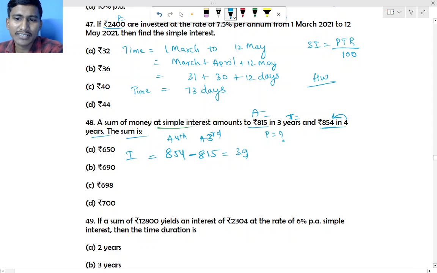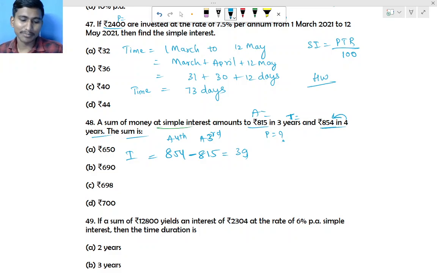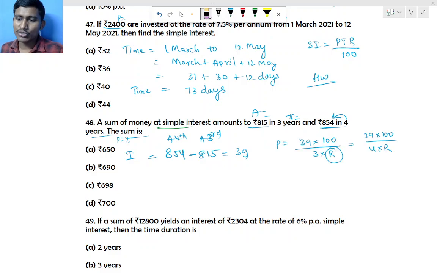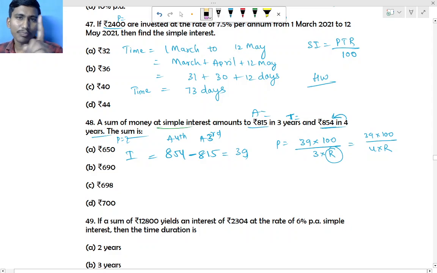Sir, can you explain this question, the second question maybe? Okay, I'll explain. Listen here. First, for the third year, we know the principal. How do we find? Simple interest 200 divided by what? T into R. Here R we have to find first. So these type of questions will not be asked. Leave it. Okay. Fine.